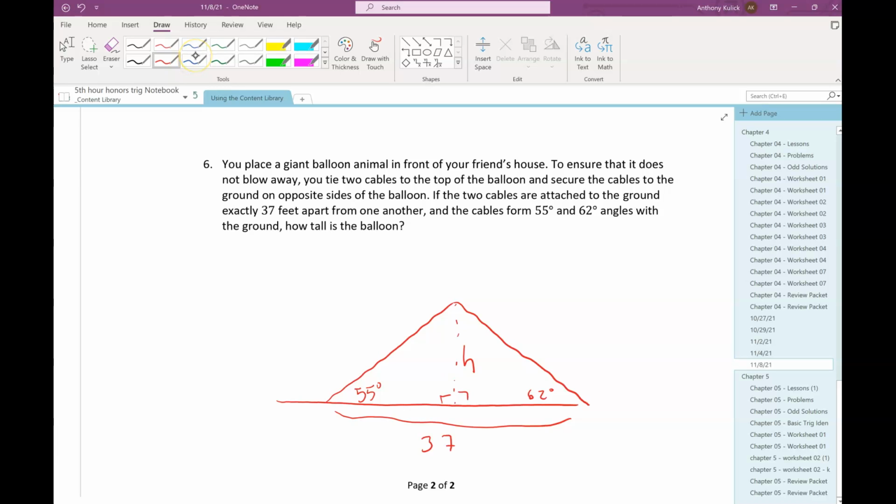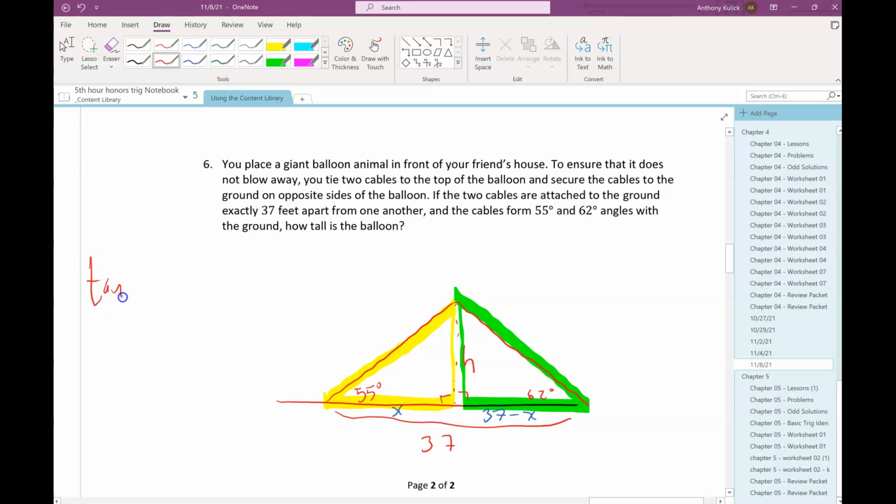So what we'll do is I'm going to call this side x and this side 37 minus x, or you could do it vice versa. It doesn't really matter. And I'm going to create a system of equations and solve using each of the 2 triangles. So I'm going to do one equation for that triangle and then one equation for that triangle.